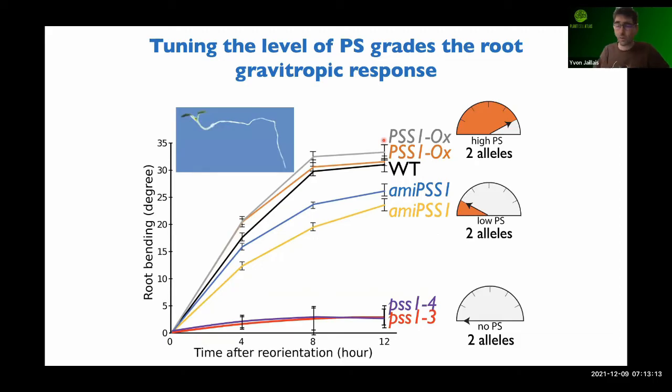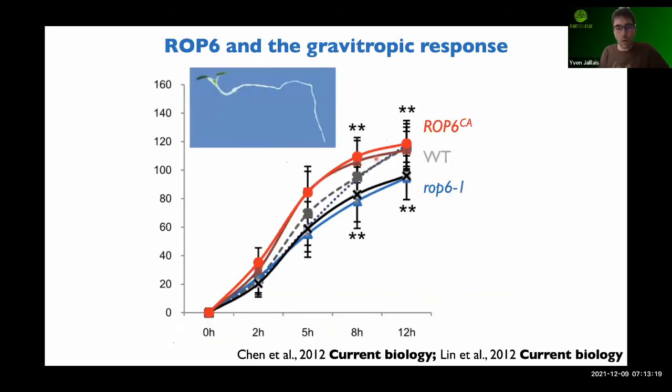And for us, it was also very interesting because there was a mutant that was already described like that, and it's called ROP6. So the ROP6 loss of function mutant has a slow response to gravity, just like our amiRNA line. And the gain of function ROP6 has a faster response to gravity, just like the gain of function of PSS1. So we thought maybe PSS1 or PS production has something to do with the function of this ROP6 molecule.